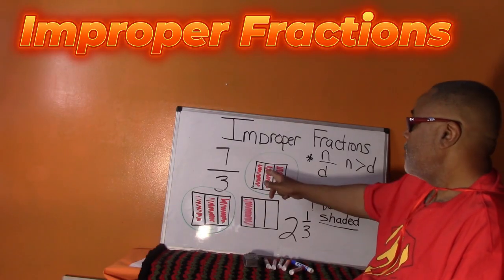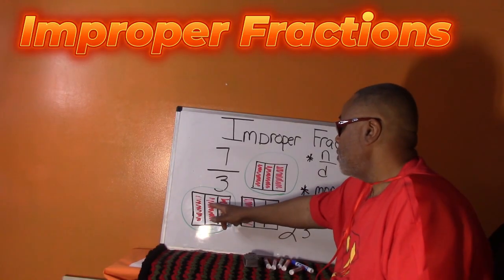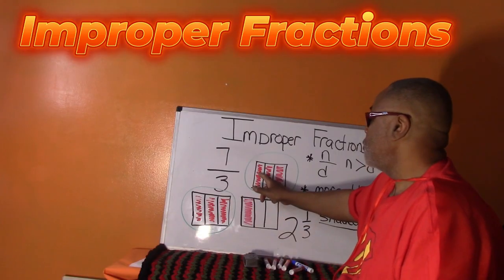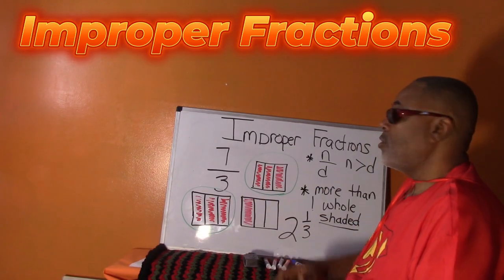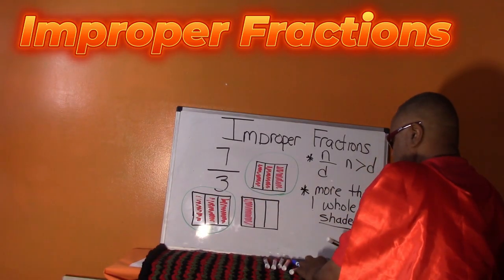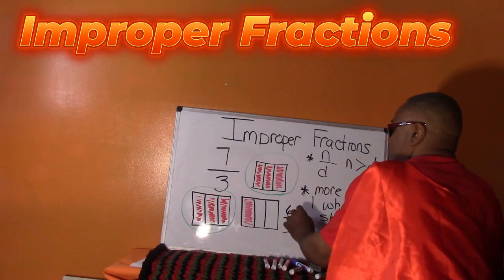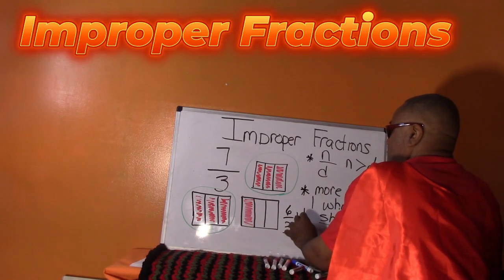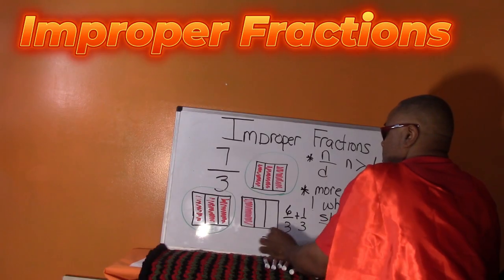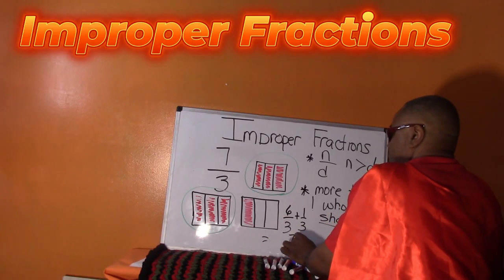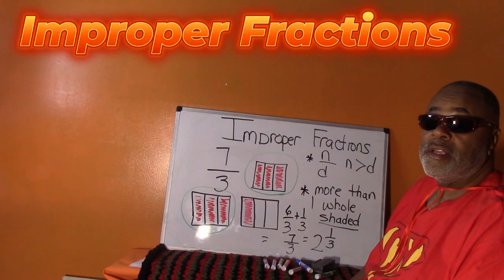Or we could count up the thirds. So 1/3 plus 1/3 plus 1/3 plus 1/3 plus 1/3 plus 1/3 is 6/3 shaded red, plus the 1/3 that is shaded red, which is 7/3. Let's look at another example.